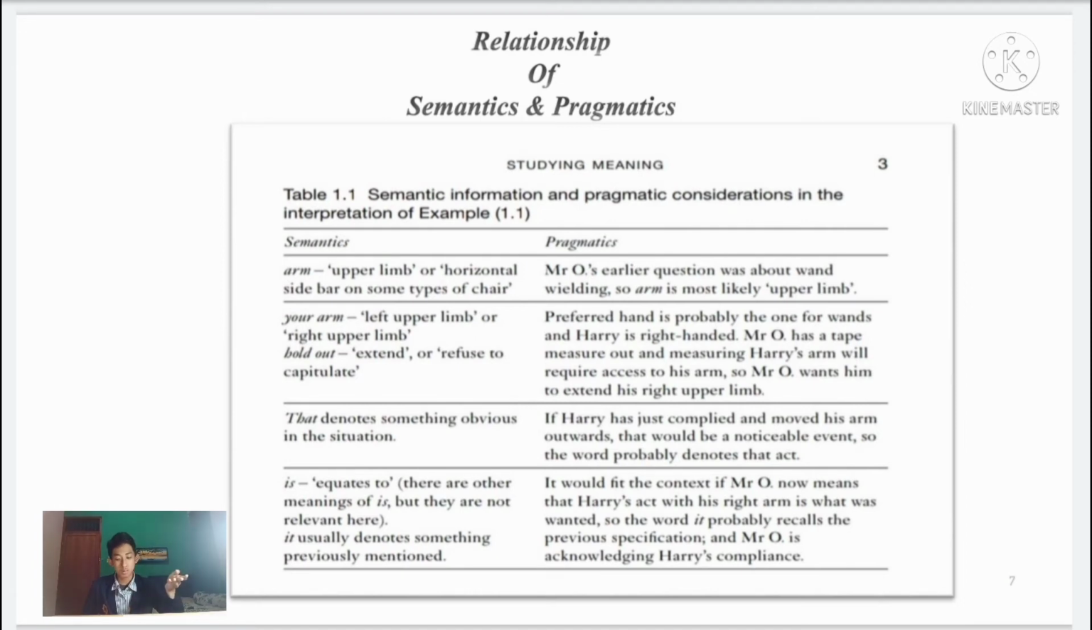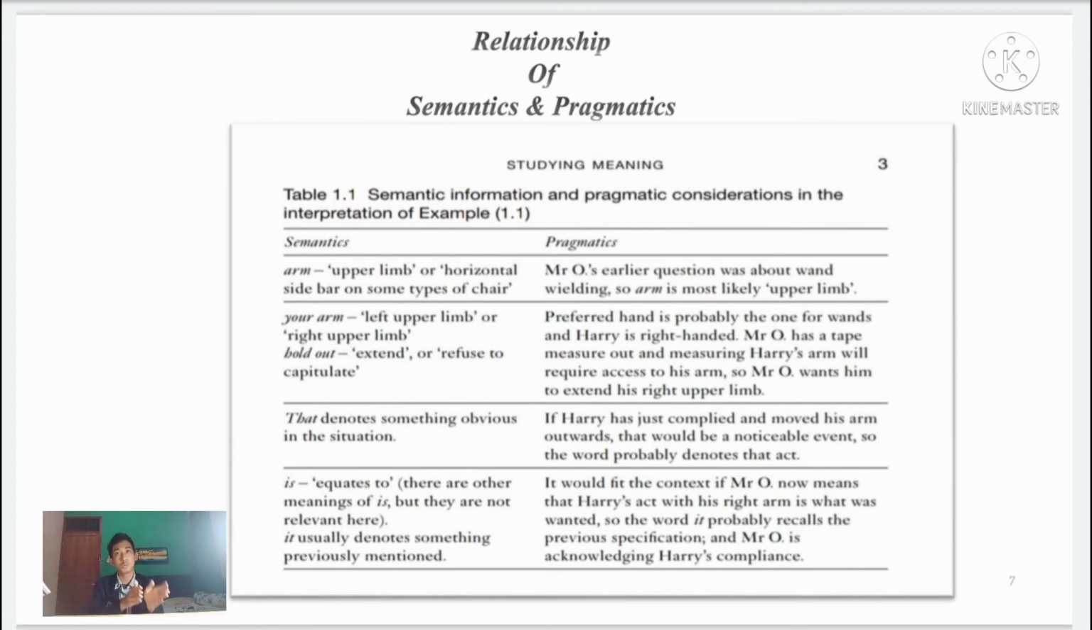For "your arm" here, jadi maksudnya di sini tuh kayak tangan kamu, maksudnya upper limb, your arm. And "that" denotes something that is happening, something obvious in the situation. If there's a situation, the word stresses the something in that situation.